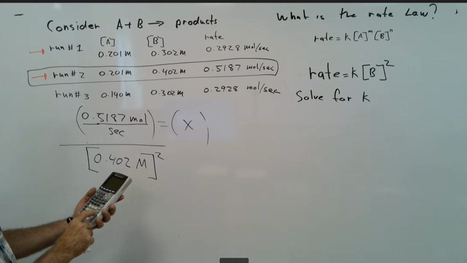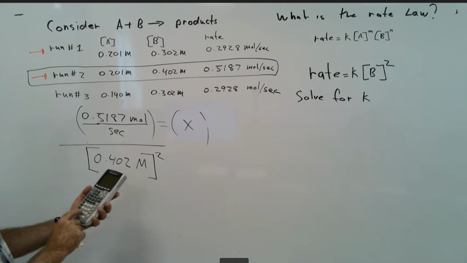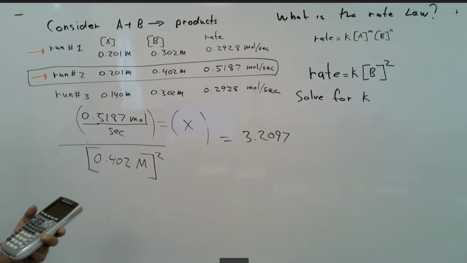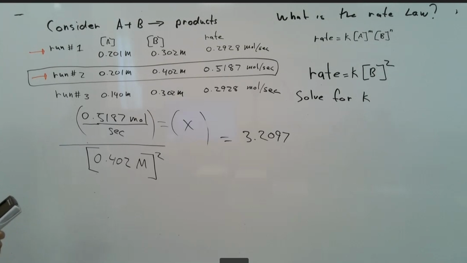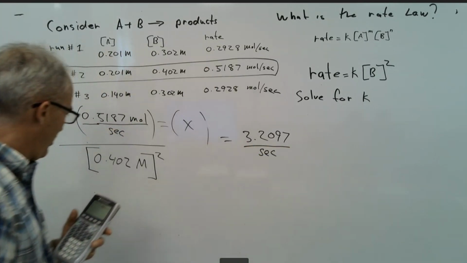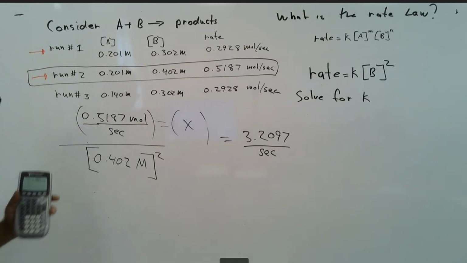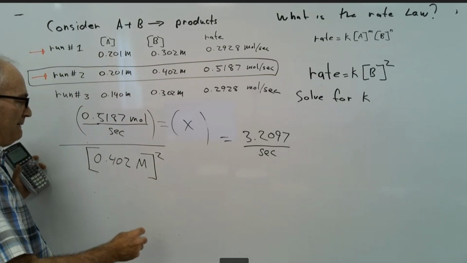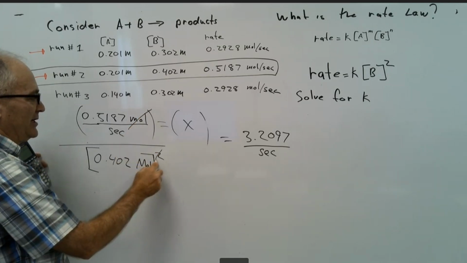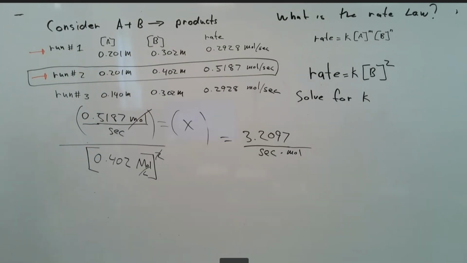0.5187 divided by 0.402 squared. Now the $1,000 question is, what units does this have? Inverse seconds. It has inverse seconds, and is that it? Because the moles cancel. Is the M moles or is that the big M? That's molarity. This one will cancel with this one, and we see those units like that.